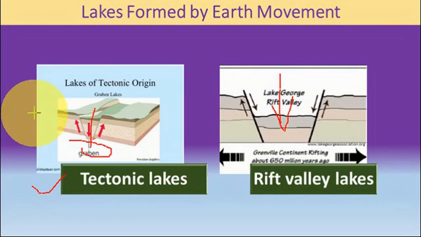So in both these cases, these are tectonic activities. But in the first case, when plates slide over each other, some part moves down, forming a graben, and this graben later forms a graben lake, which is called a tectonic lake. But in the case of a rift valley, there is a rift because of divergent movement, and this rift is later filled up with water and forms the Rift Valley lakes.